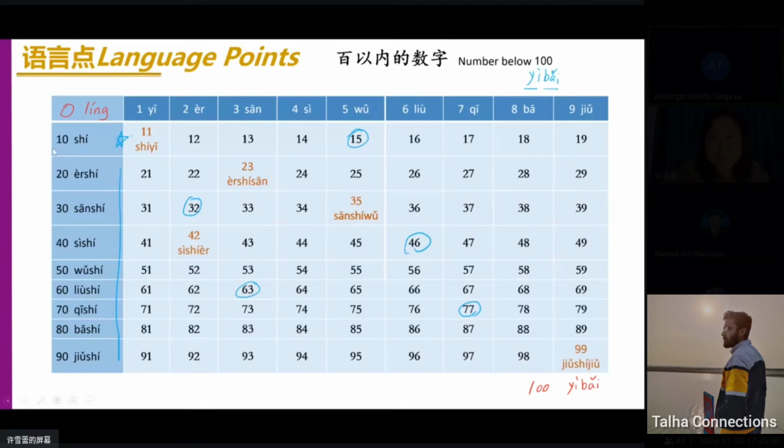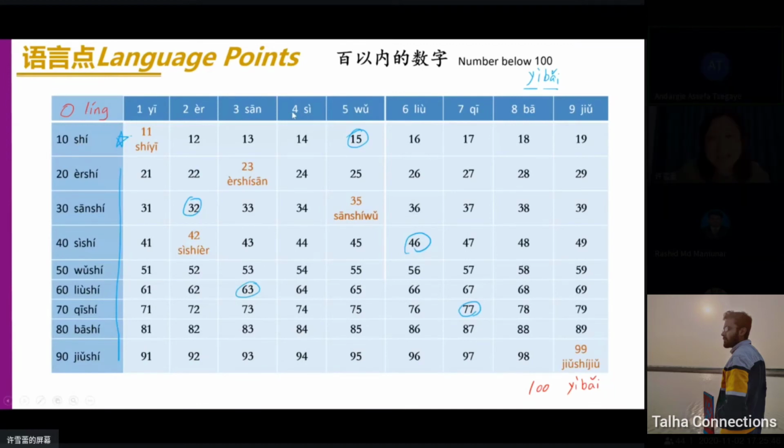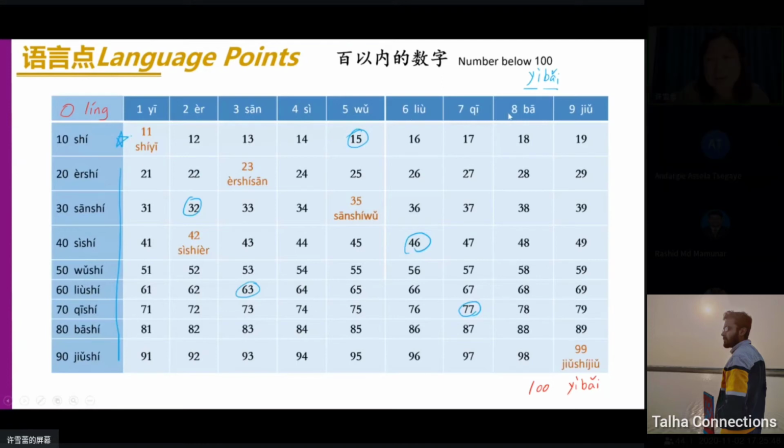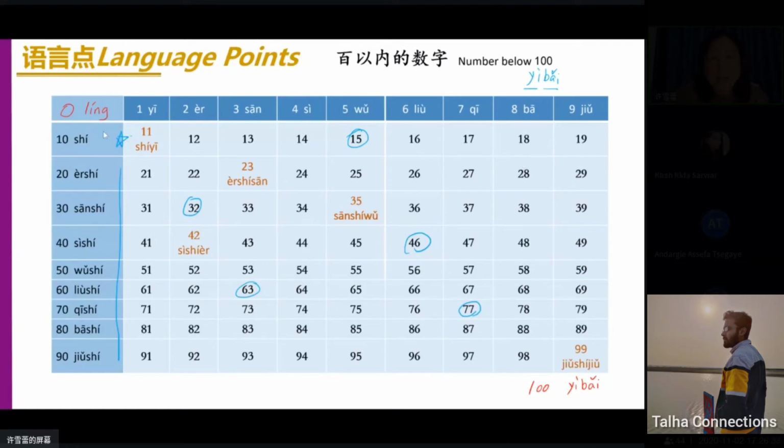Very good. So you start reading 0, 1, 2, 3, 4, 5, 6, 7, 8, 9, 10, 11, 12, 13. You continue counting the numbers until 100 and send me the recording. Share with me. Okay. If someone is called 200, that is a casual way to say 200.